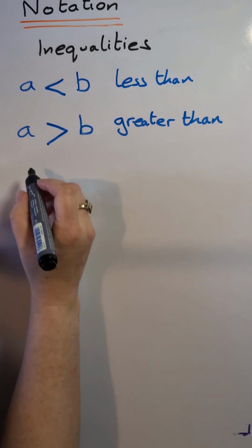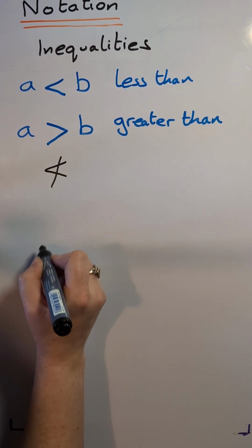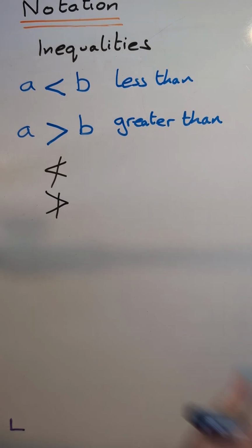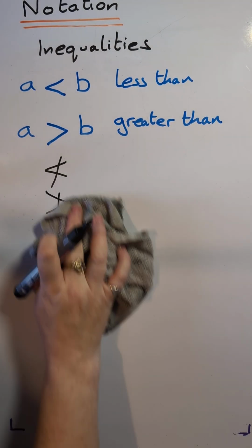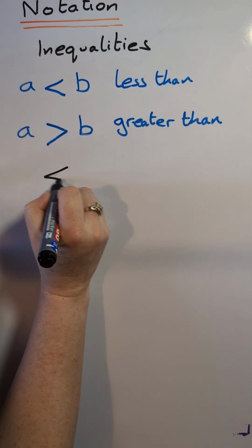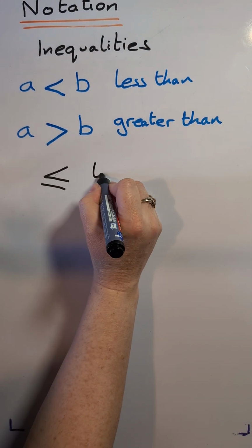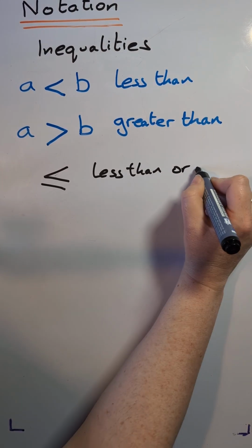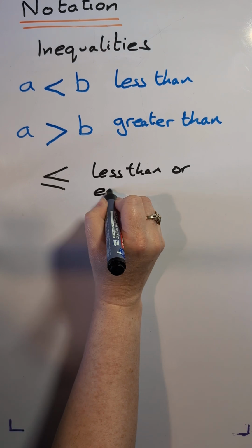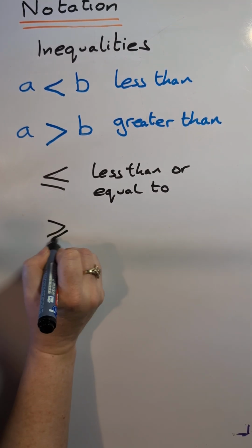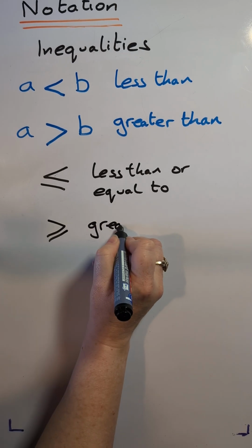And again, we also have the is not. But we also have one more variation on these. We have got less than or equal to, and we have greater than or equal to.